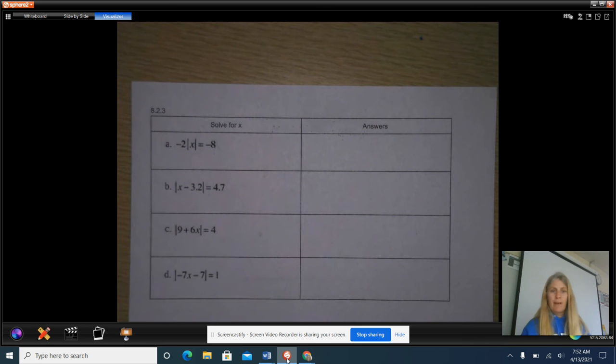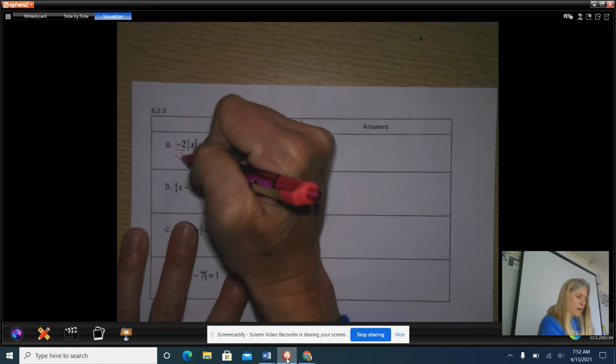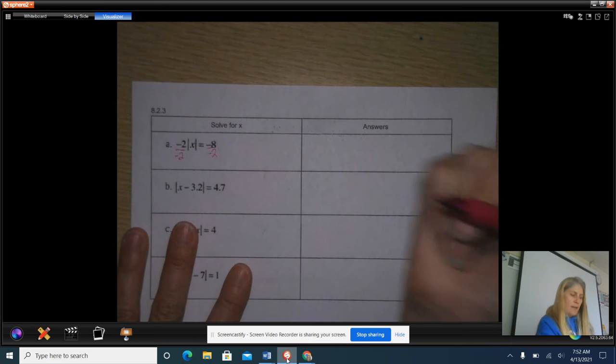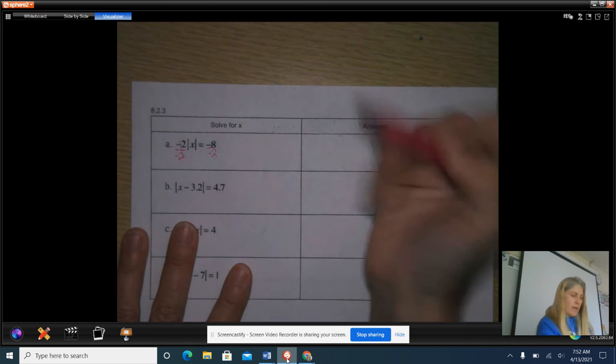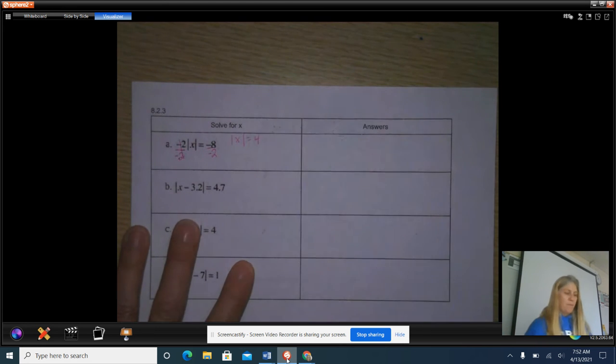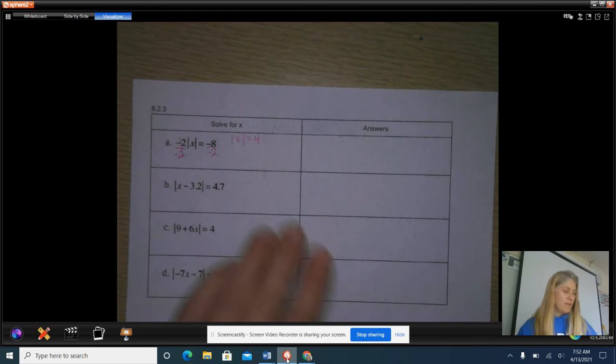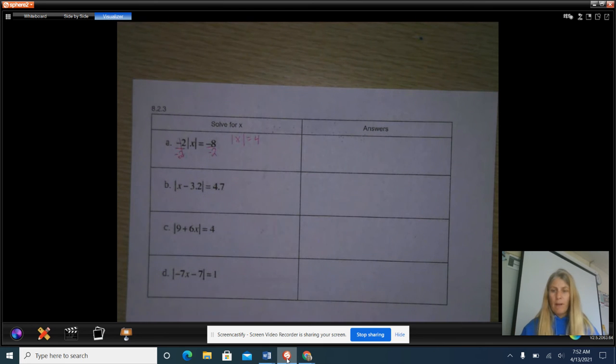So a number outside an absolute value is the same as a number outside a square root or outside a set of parentheses, which means to multiply. So we're going to go ahead and do the opposite operation of multiplying by -2, which is dividing by -2. That cancels out, and we have the absolute value of x is equal to 4. Now, remember, our job of our absolute value is to ask ourselves, how far away from 0 are we on the number line? So we're looking for a number that's 4 spots away.